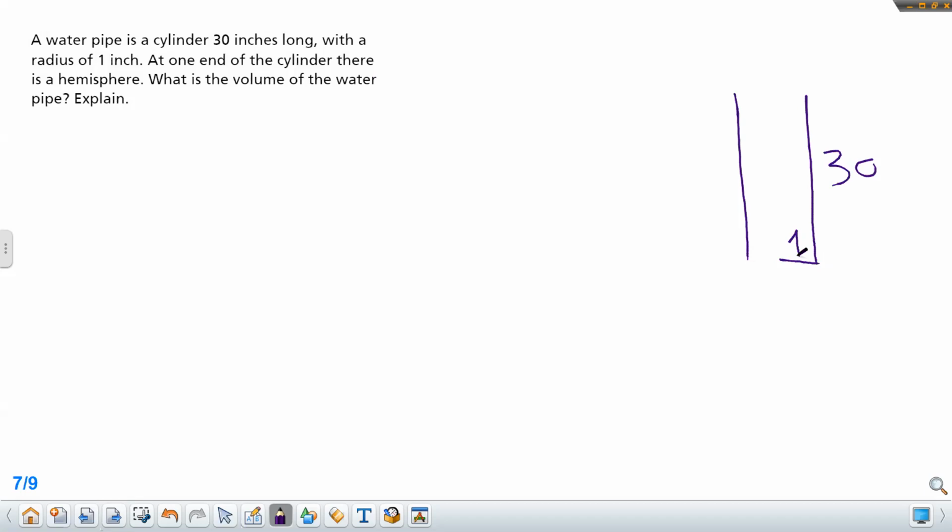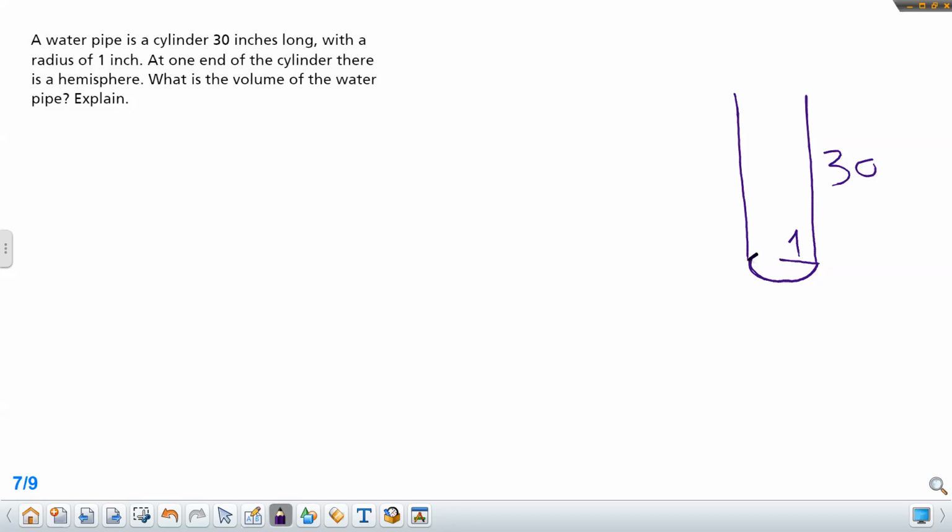At one end of the cylinder there is a hemisphere. So for example, here you have a hemisphere like this, half a sphere. What's the volume of the water pipe? So first, guys, you must know that you have two solids. Solid one is a cylinder and the other one is a hemisphere.